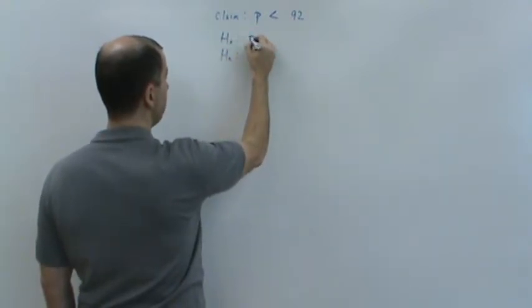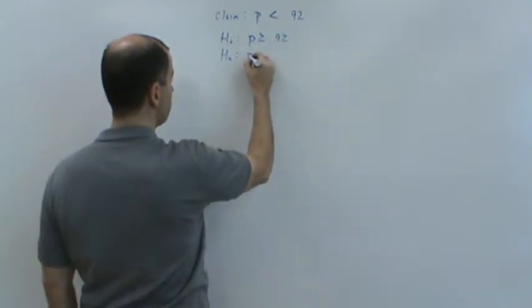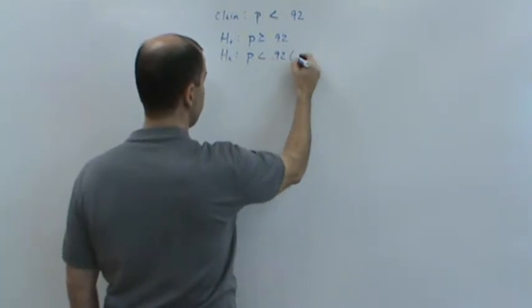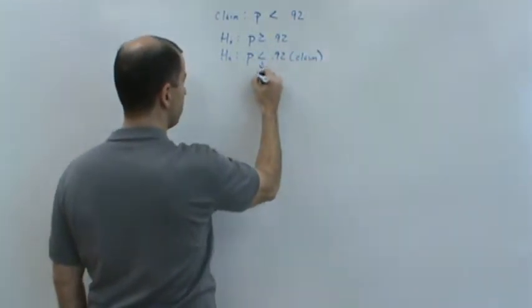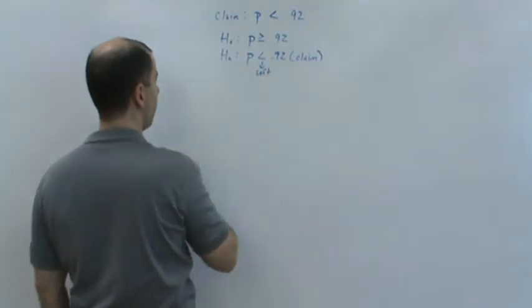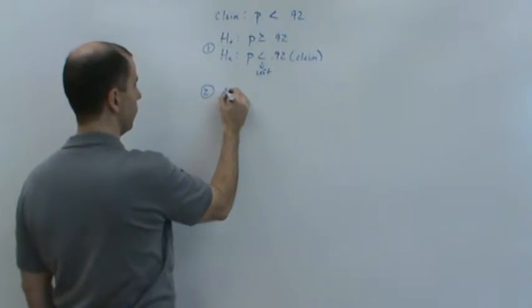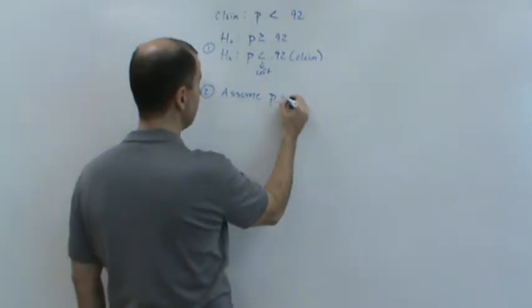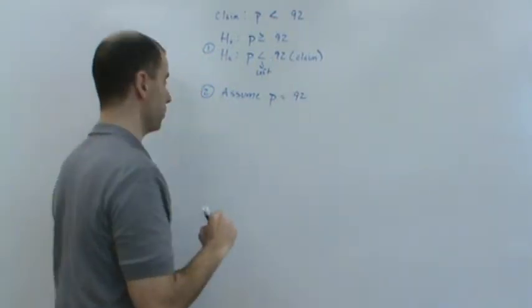So this is going to be P is greater than or equal to 0.92 versus P is less than 0.92. And this is the claim. In this case, it is a left tail test. So now this is step 1. And step 2 is we're going to assume that P is equal to 0.92, right? We're going to assume the null is true.